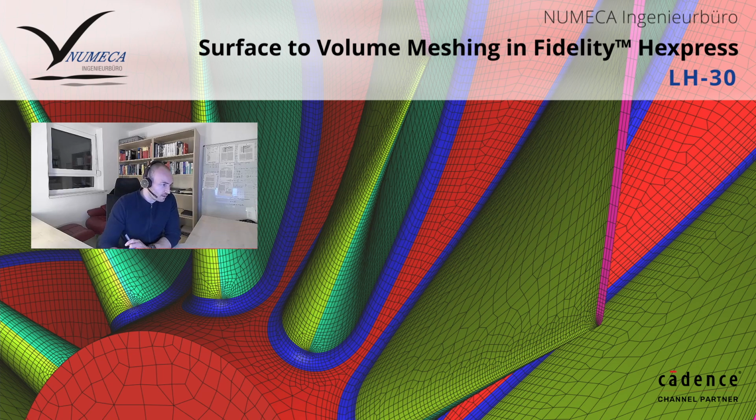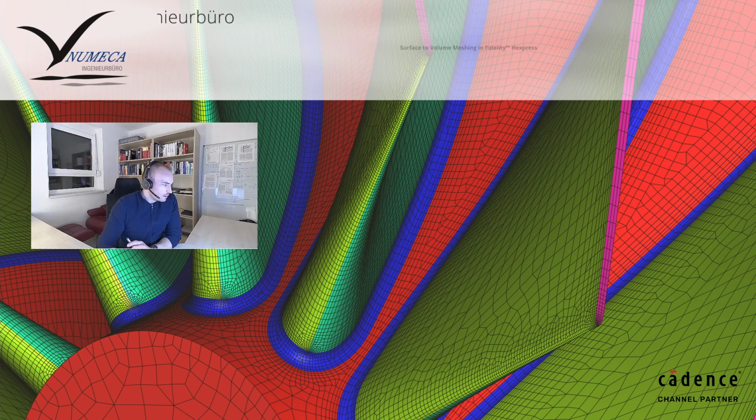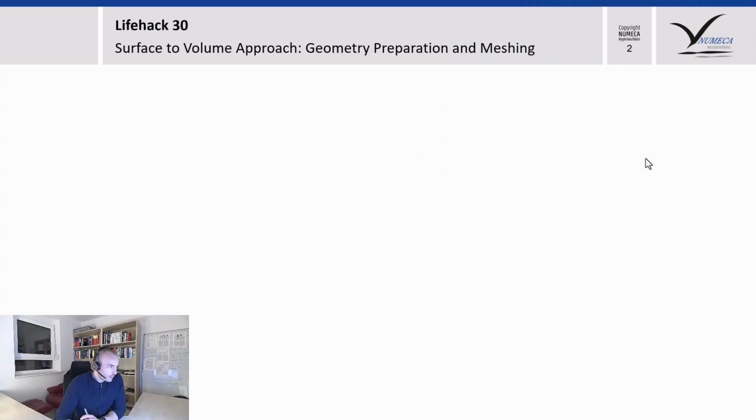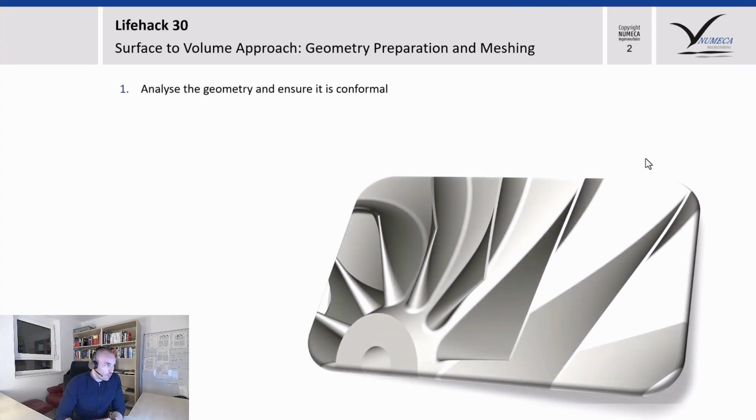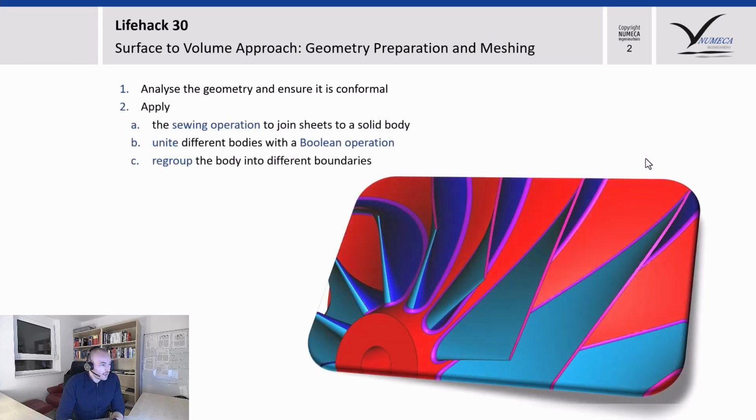So if I just go to my overview here, we will import and analyze our demo case, the geometry in Fidelity, and ensure that it is conformal. I will get to what conformal means in a minute. We will then modify this geometry in a way that it helps us during the meshing approach.